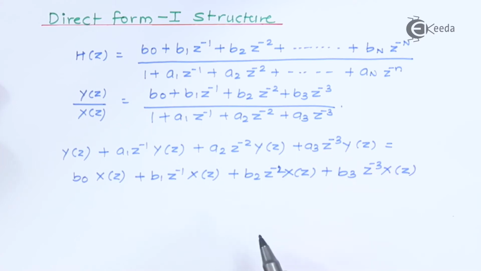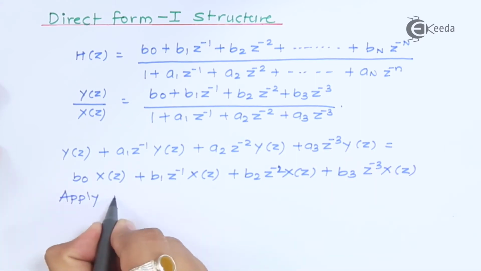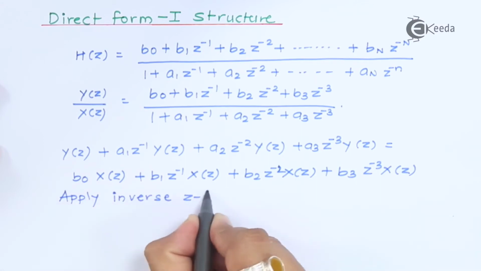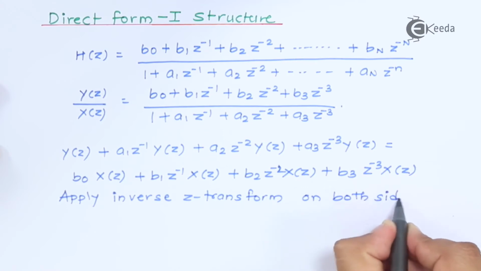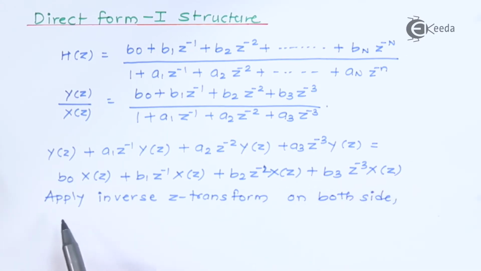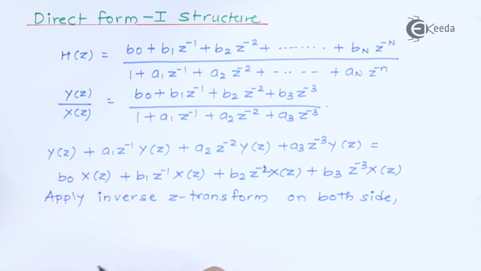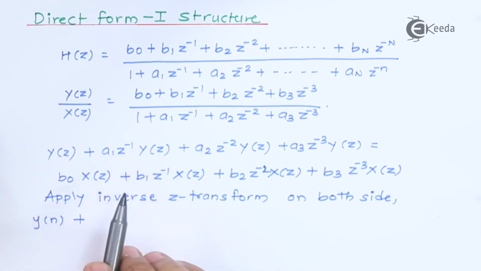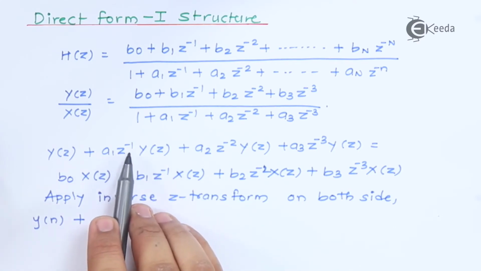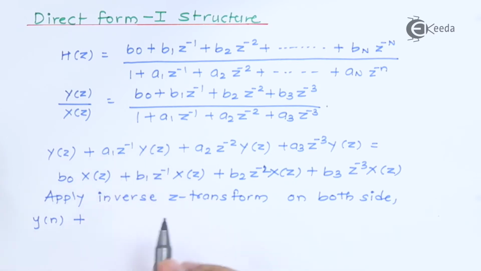And now apply inverse Z transform on this equation. I'm going to apply inverse Z transform on both the sides of this equation. So inverse Z transform of Y of z is represented by y of n. Now a1 z to the power minus 1 Y of z. Basically we have z to the power minus 1 Y of z. So by using time shifting property, we can write this equation as.